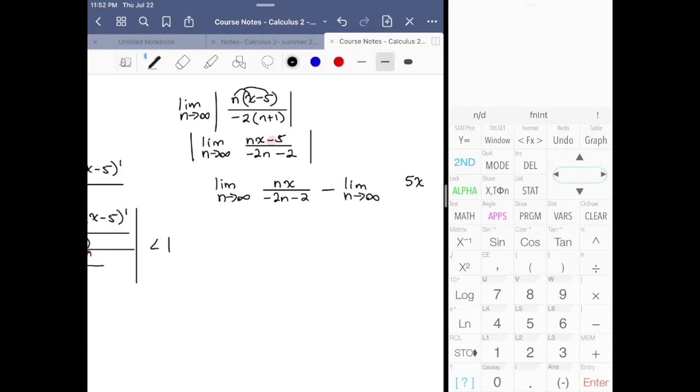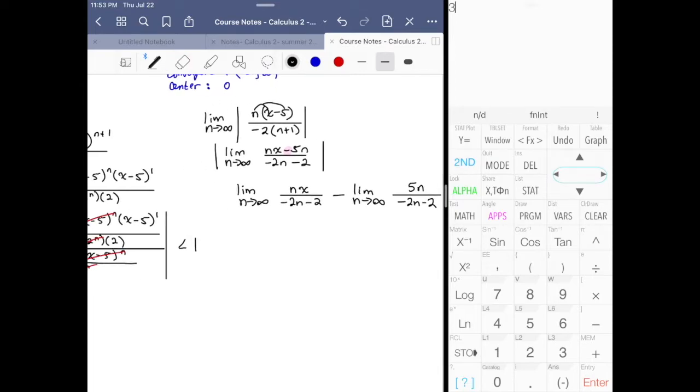Why did I put a 5x? Nobody knows. Nobody really knows. 5n is what I wanted. All right, so yeah, nx minus 5n. Everything looks good here. Still absolute value, I don't want to forget about that.